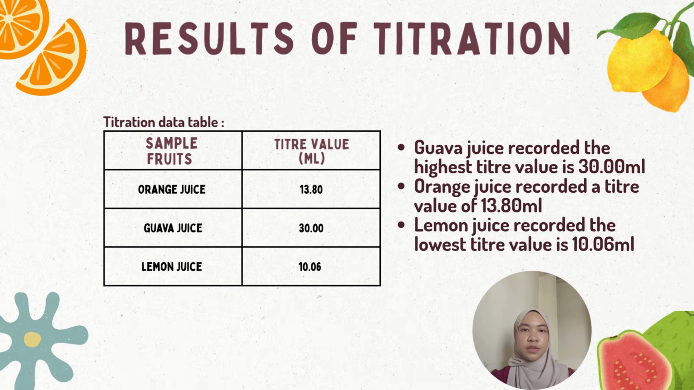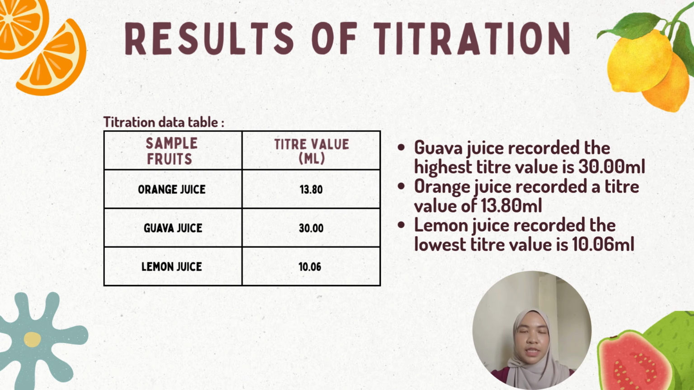Next, we will discuss the result obtained from the iodine titration. The table shows the titrate value for the 3 fruit juice samples. Guava juice recorded the highest titrate value of 30 ml, followed by orange juice, which is 13.80 ml, while lemon juice recorded the lowest titrate value of 10.0 ml.